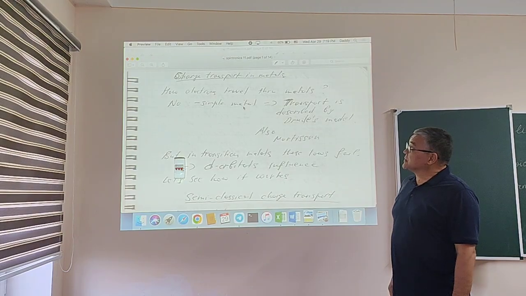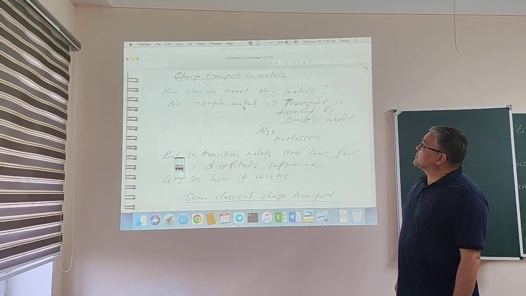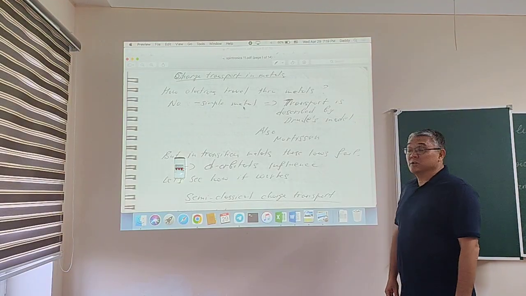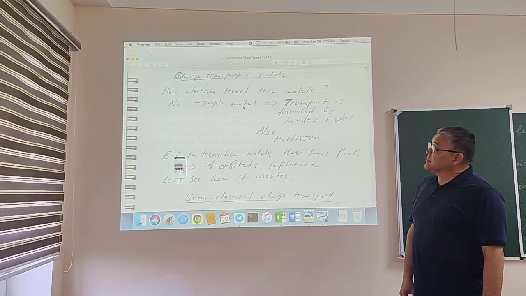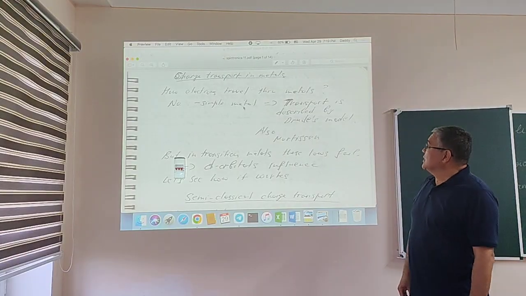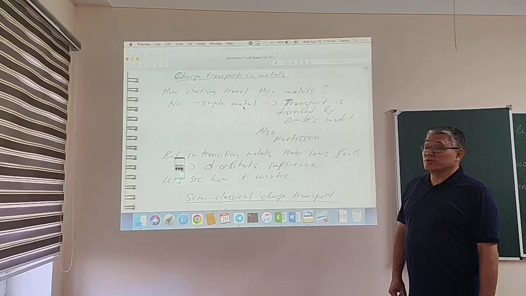We are going to go over transport in metals. So we know that when we consider transport of metals, we need to look at the electrons, how the electrons travel through the metals. For example, if we take sodium, a simple metal, the transport is described by Drude's model.